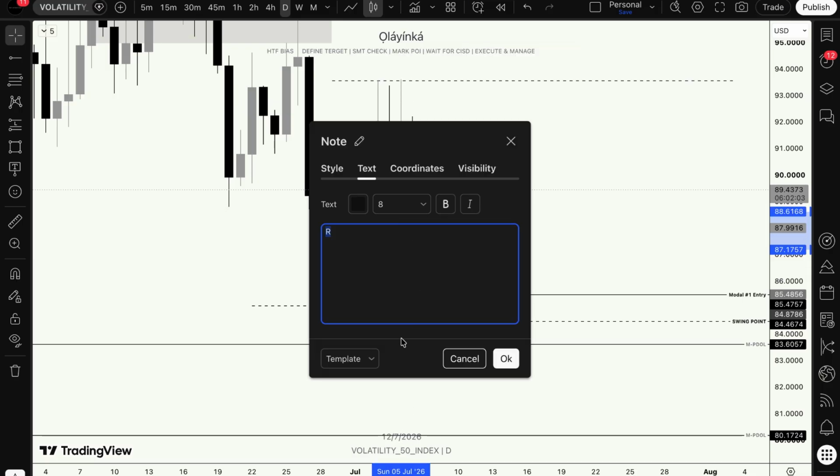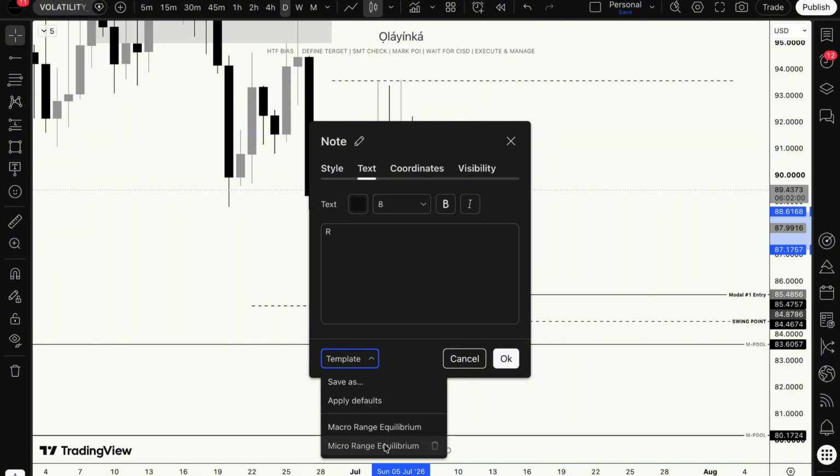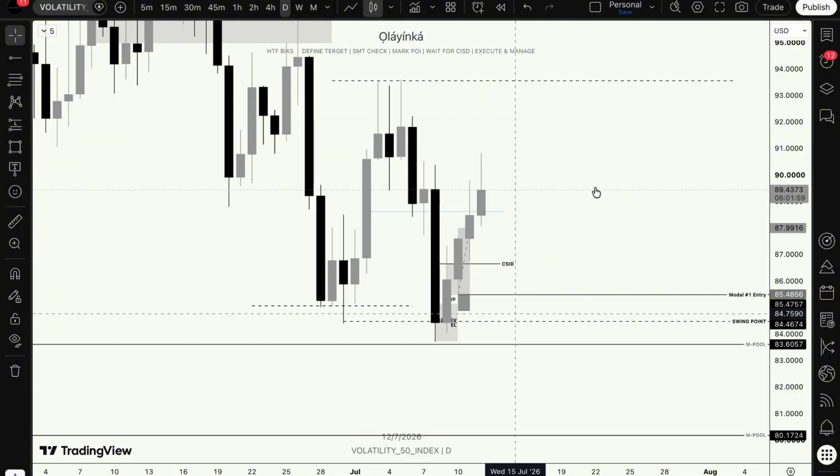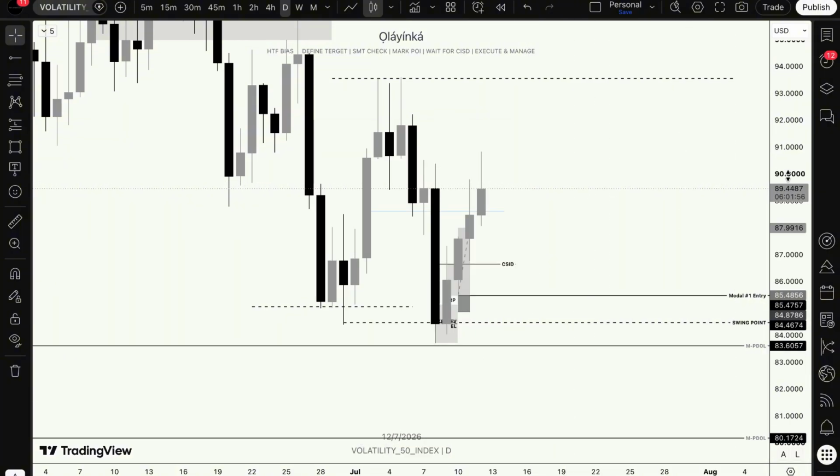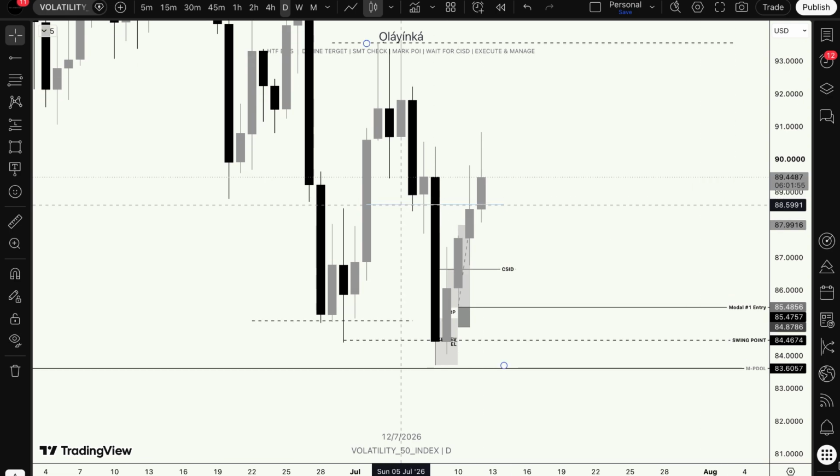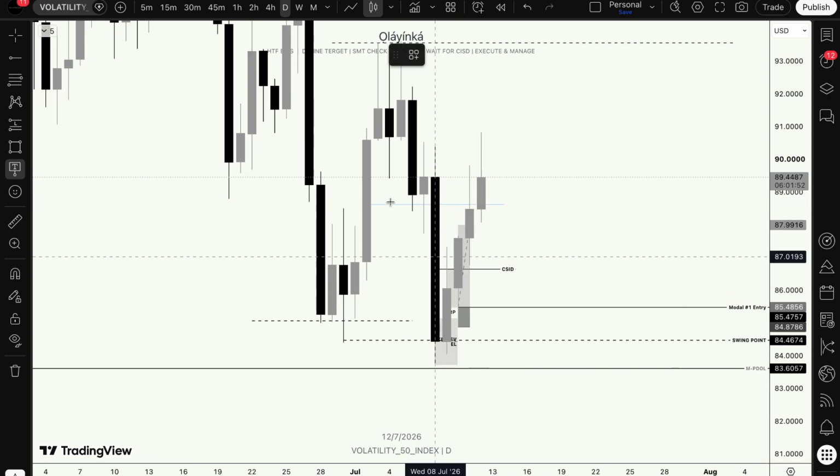It's like a micro trading range, basically, right? Where is this trading range?